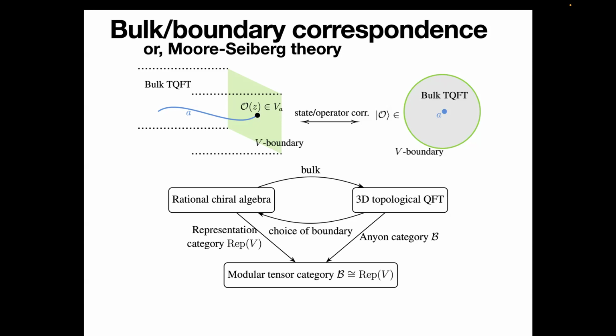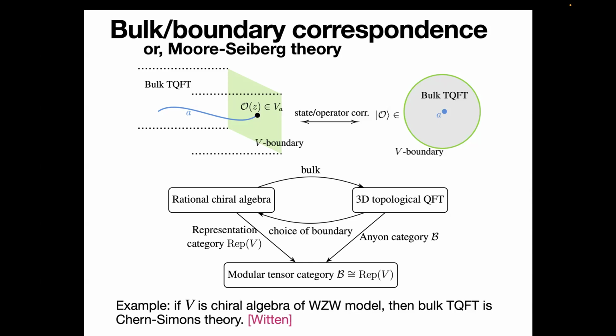Suppose you take an anyon in the bulk, and you want to ask how to associate a representation of the chiral algebra to it. The thing that you associate to it is simply the Hilbert space of local operators which live on the boundary on which this anyon can end. That defines a kind of ribbon equivalence between the bulk and the boundary. An example is, again, take the chiral algebra of the WZW model, in which case the bulk is just Chern-Simons theory.